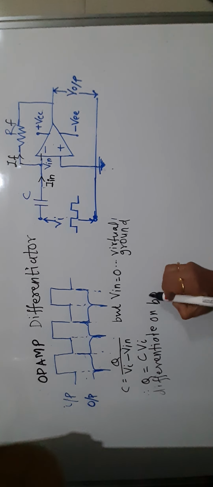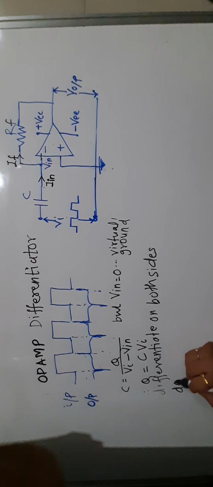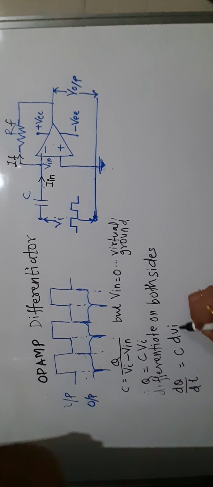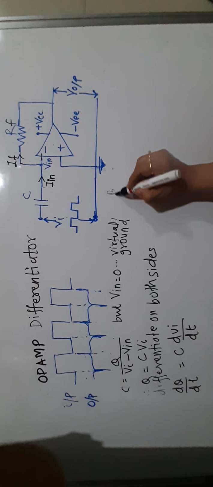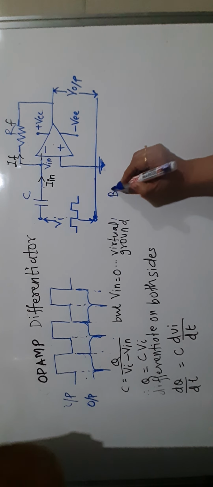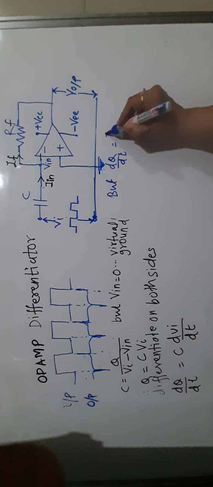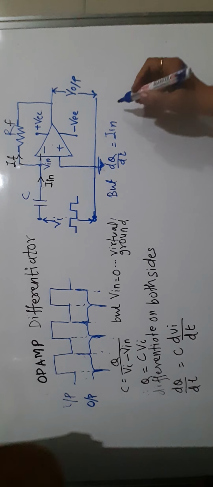Differentiate on both sides. So we can write dq upon dt equal to C. C is constant, so C dVi by dt. But what is dq by dt? dq by dt is nothing but the current flowing through the capacitor, In. So dq by dt equal to In.